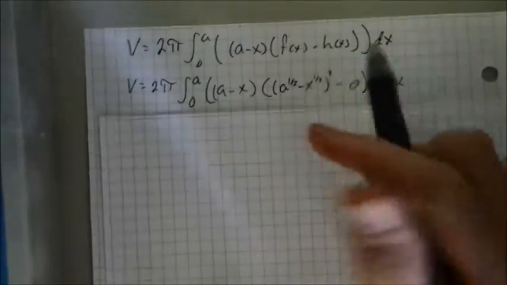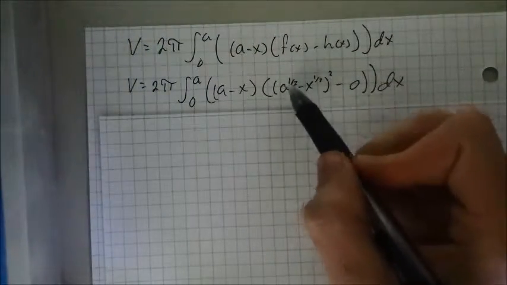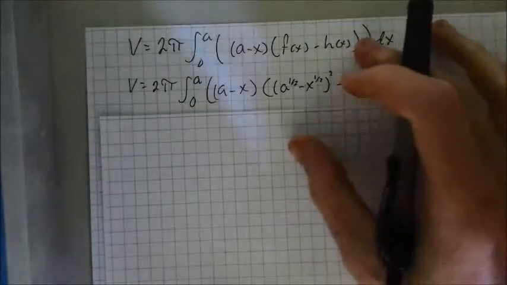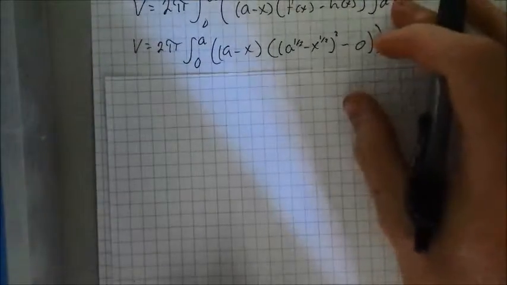I'm just going to plug in my f of x here and my h of x here, but h of x is 0, so this is, again, just a formality. It doesn't really need to be there. I just wanted to make sure everything was accounted for.